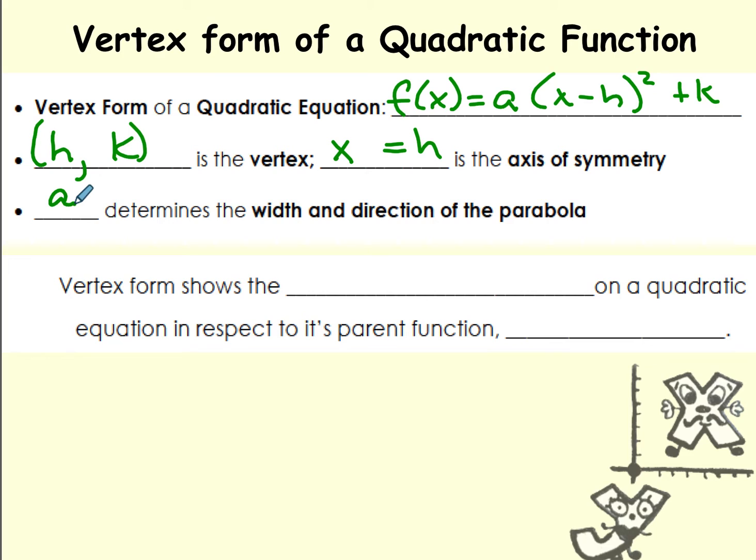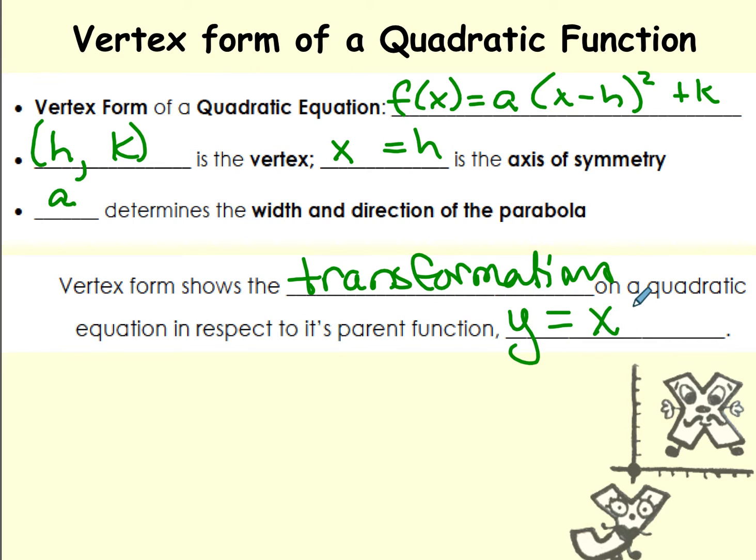Okay, so the nice thing about vertex form is just like when we were doing those absolute value functions and looking at their transformations, it shows the transformations done to the parent function. And the parent function of a quadratic is just y equals x squared.